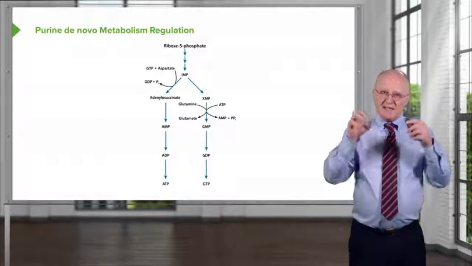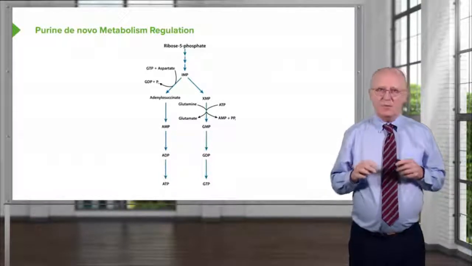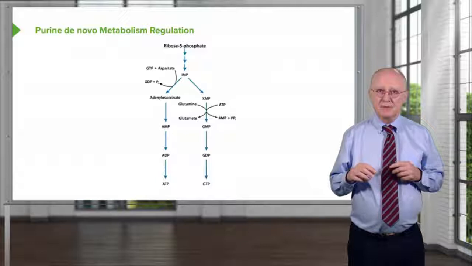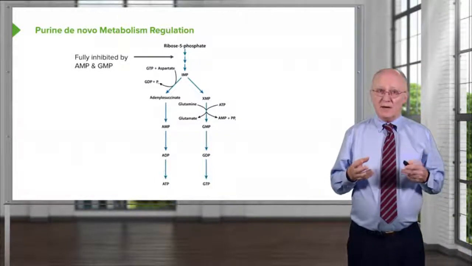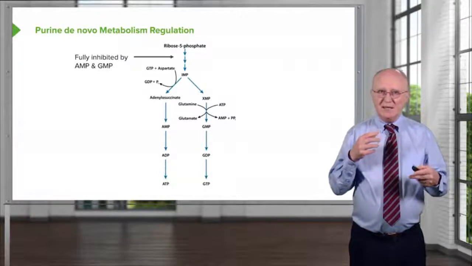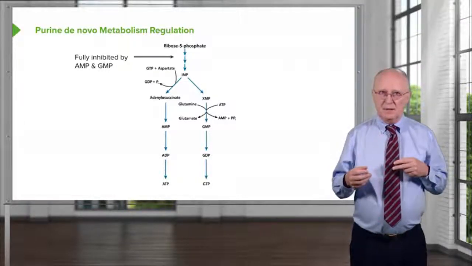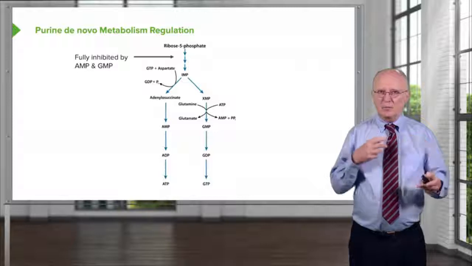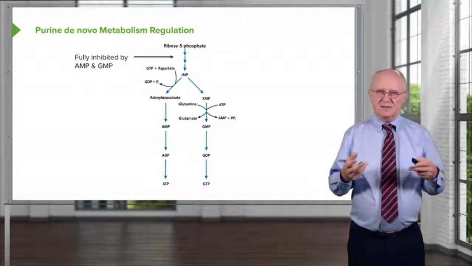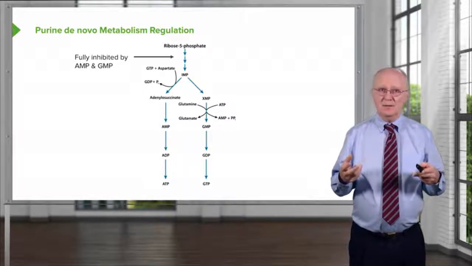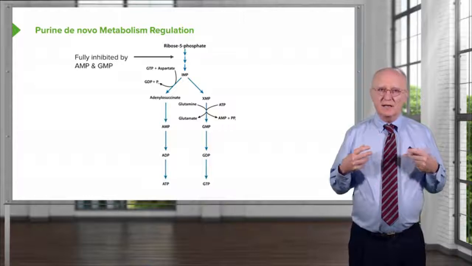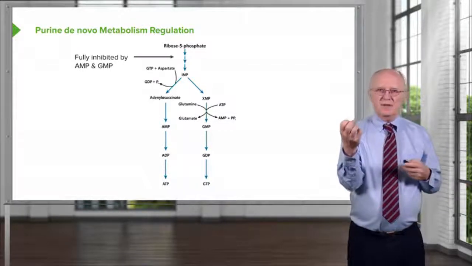Now, let's step back out and look at that pathway from the perspective I gave you originally and see how this plays out. The PRPP aminotransferase, I said, was fully inhibited by AMP and GMP, but it was only partially inhibited by either one. Why is that important? Well, if the cell has abundant AMP and GMP, there's no reason to run this pathway. So if they're both present in high quantities, they will shut off the enzyme.